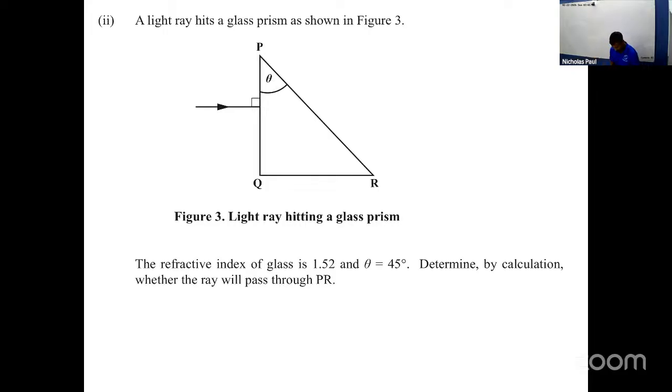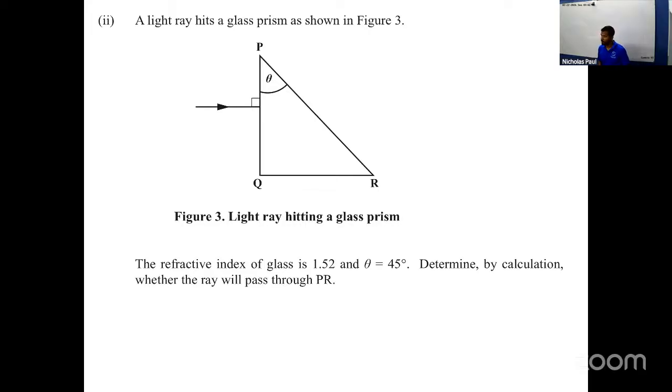All right, let me take a look at this now. A ray hits a glass prism. It's a triangular glass prism. Look at the ray. The ray is entering at what angle there, Adam? It's on page 16, Adam. Look at the ray there. It's traveling along the normal.